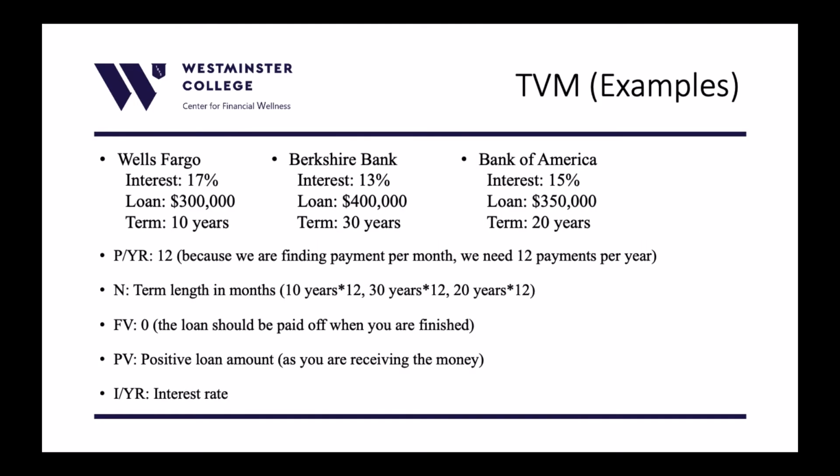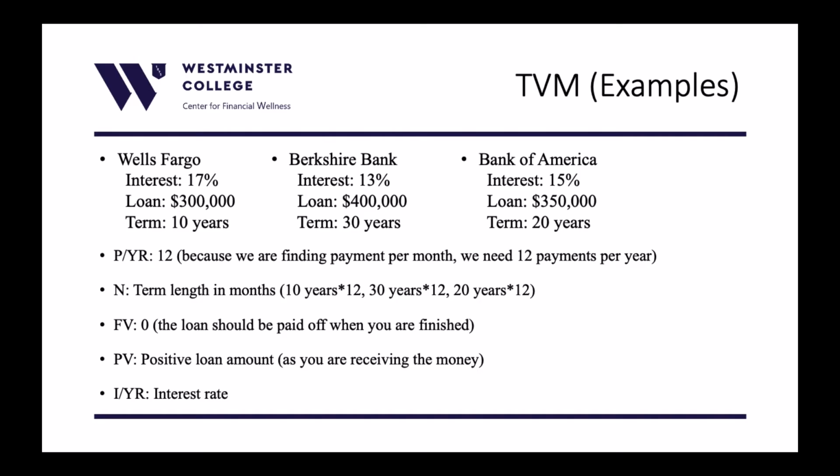So here's what we're going to be doing. We're going to set our PYR to 12 because we are finding our monthly payment, and we need to do 12 payments per year. N is our term length in months. So for Wells Fargo, since it's 10 years, we're going to do 10 times 12. For Berkshire, we're going to do 30 times 12, and then 20 times 12 for Bank of America.